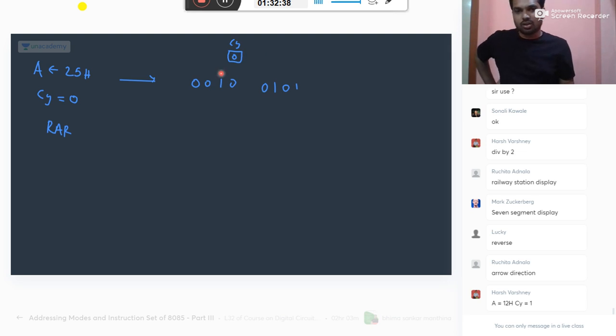No, only carry will be affected. Actually, the intention is to affect carry. The actual internal result can affect sign also, not only parity, but the designer has made it such that this will affect only the carry flag.